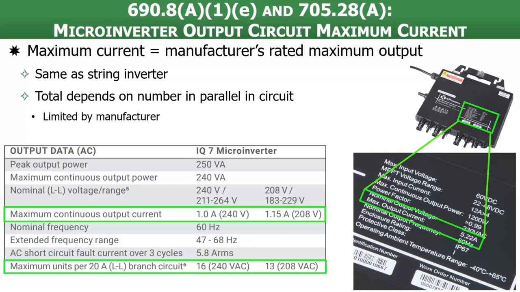In most cases, this is going to be limited by the manufacturer, and you can see here on the bottom of this example part of this spec sheet, the maximum units per 20 amp branch circuit is limited to 16 at 240 volts or 13 at 208 volts. So you can't have any more than 16 microinverters connected together on a single branch circuit at 240 volts or more than 13 at 208 volts.